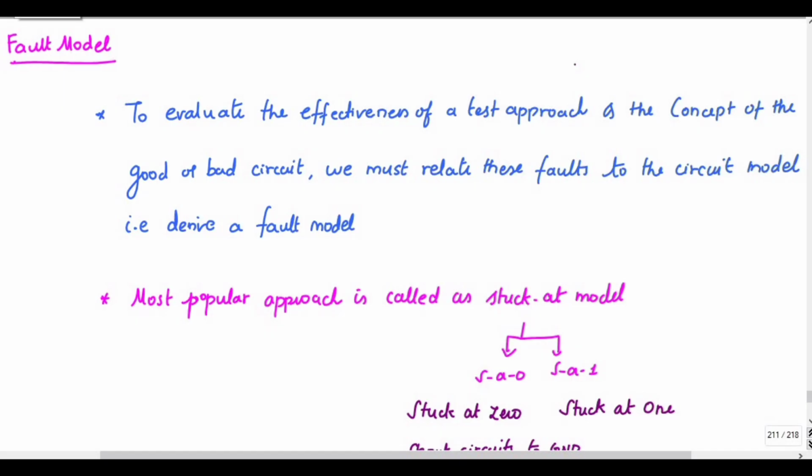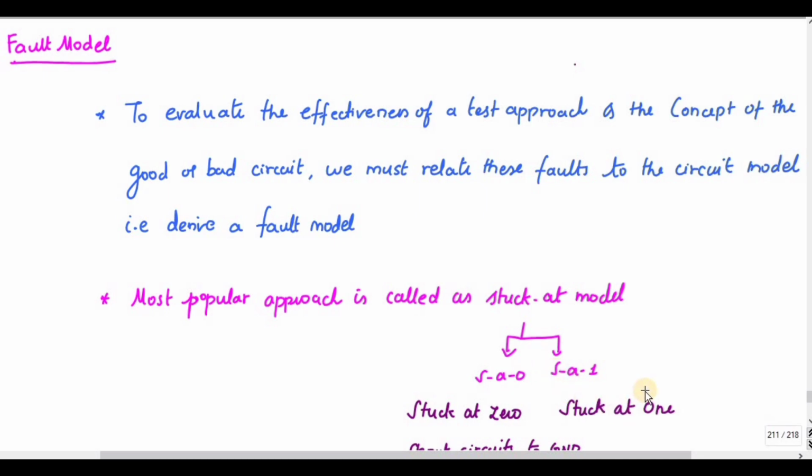In this video, we are going to discuss fault models. To evaluate the effectiveness of a test approach and the concept of the good and bad circuit, we must relate these faults to the circuit model. That is, we derive a fault model. The most popular approach is called the stuck-at fault model. It is classified into stuck-at 0 and stuck-at 1.